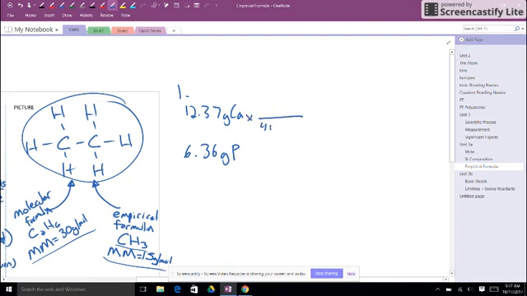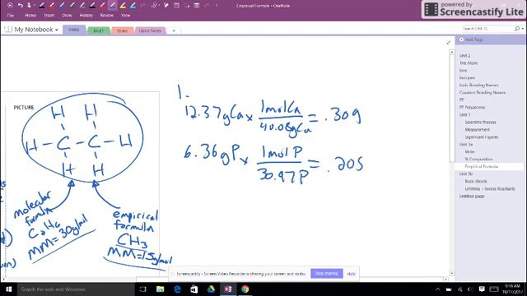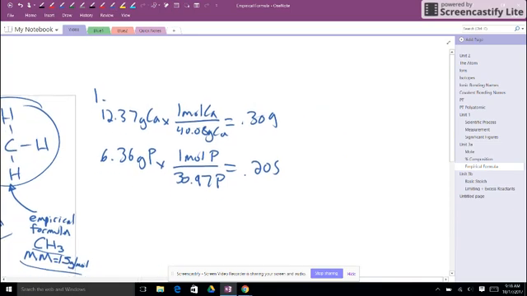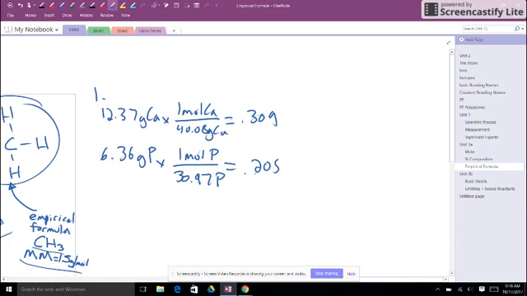So the molar mass of calcium is 40.08 grams of calcium in 1 mole of calcium. And phosphorus is 30.97 grams of phosphorus in 1 mole of phosphorus. Now when we do these calculations, we end up with 0.309 moles of calcium and 0.205 moles of phosphorus. Now in this compound, we want to then divide these by the fewest. So 0.205 is our fewest, so we're going to divide each of these values by 0.205, and we get about 1.5 for the calcium, and we get 1 for the phosphorus.